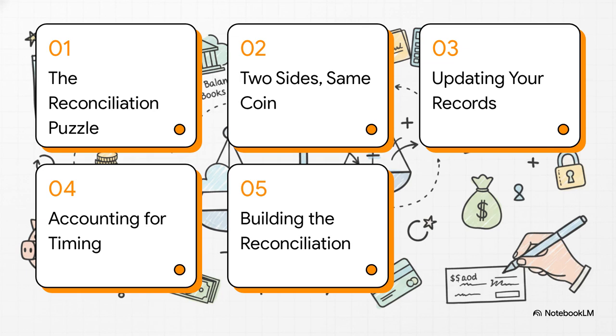So here's our game plan. We'll start by framing the puzzle itself. Then we'll look at why these differences even exist by looking at two different viewpoints. After that, we'll get practical and talk about updating your records, accounting for those annoying time gaps, and then finally, we'll build the actual reconciliation that pulls it all together.